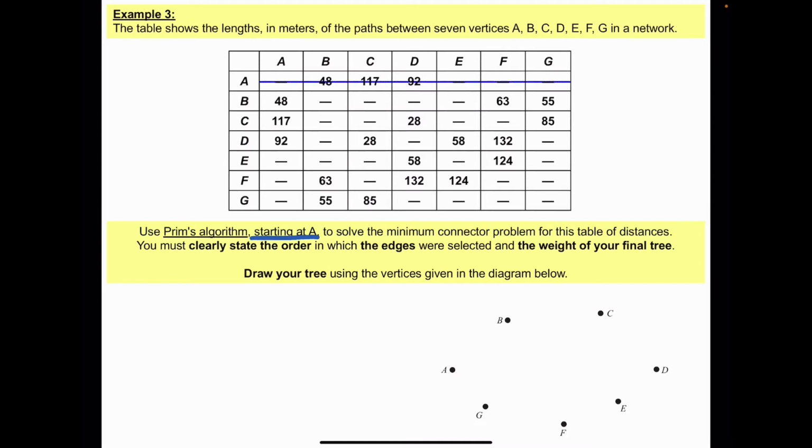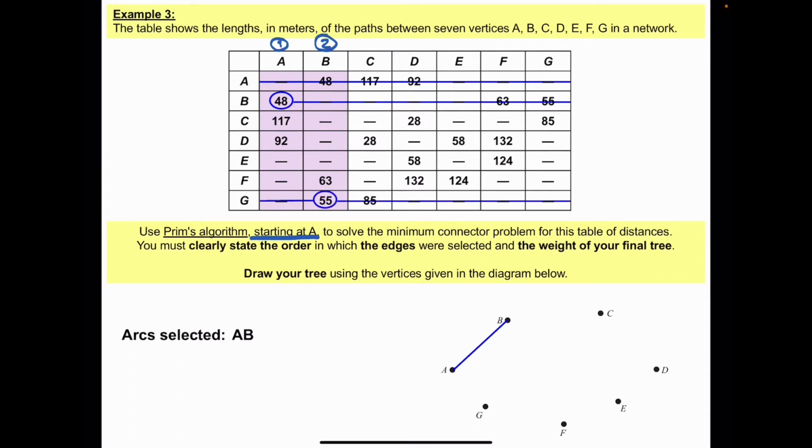That means the first thing I'm going to do is delete A, and I'm looking at the smallest number in the A column, that's 48, and I'm going to put number 1 above the A. So 48 is in the B row, so AB is my first selected arc, and then the B, I can mark it on the tree, and then the B will be my second column that I'm going to consider as well.